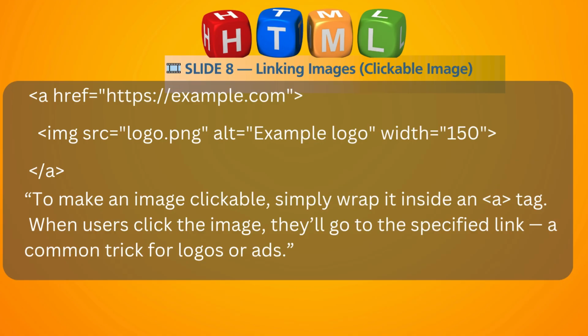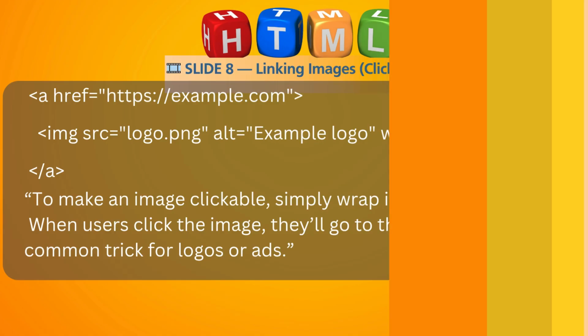Linking images. To make an image clickable, simply wrap it inside an A tag. When the user clicks the image, they will go to the specified link, a common trick for logos or ads. You can see when you click the image, it will go to the vendor website. So in that way, you can make it clickable.